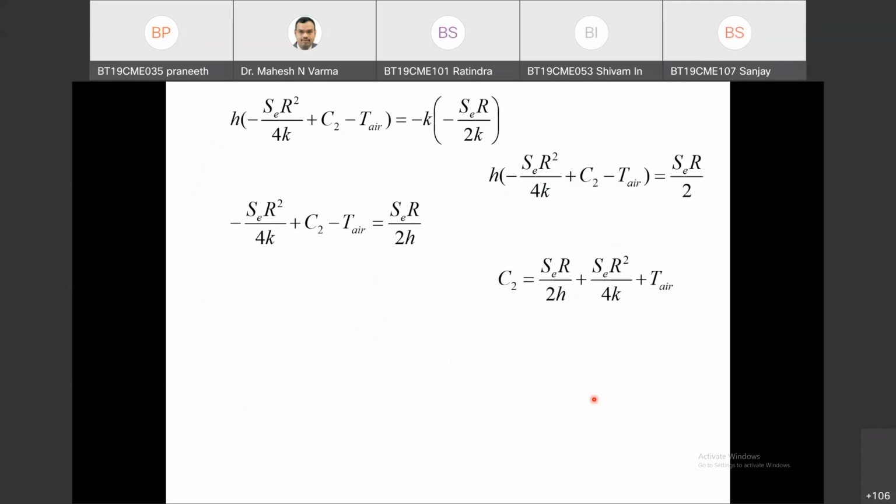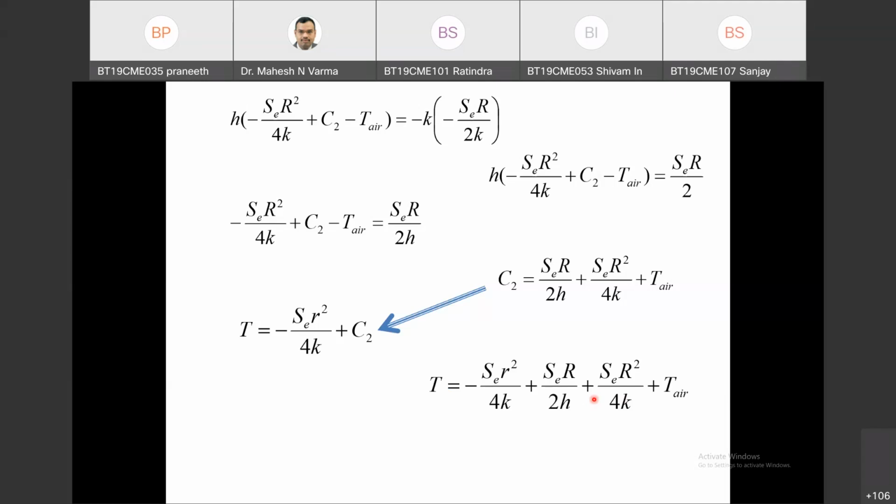So everybody is getting this value of C2. Now substituting this in the temperature profile, what will be the temperature profile? Rearranging this equation, T minus TA will be equal to SC R square divided by 4K times 1 minus R square by capital R square, plus SC R divided by H. So I will get a temperature profile in terms of air temperature. Everybody is getting this temperature profile?